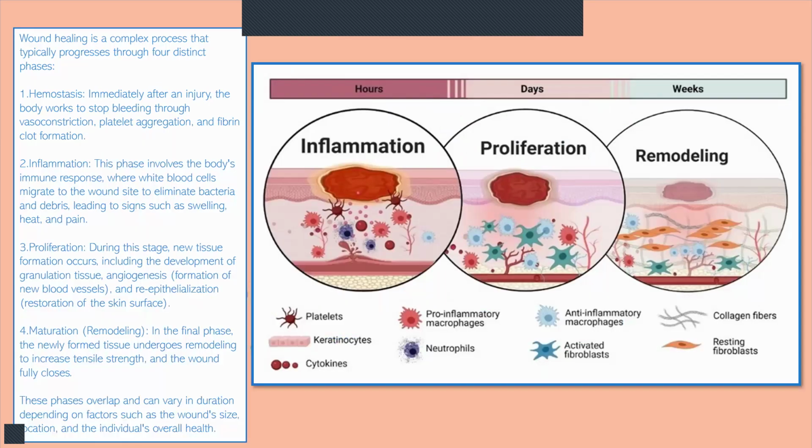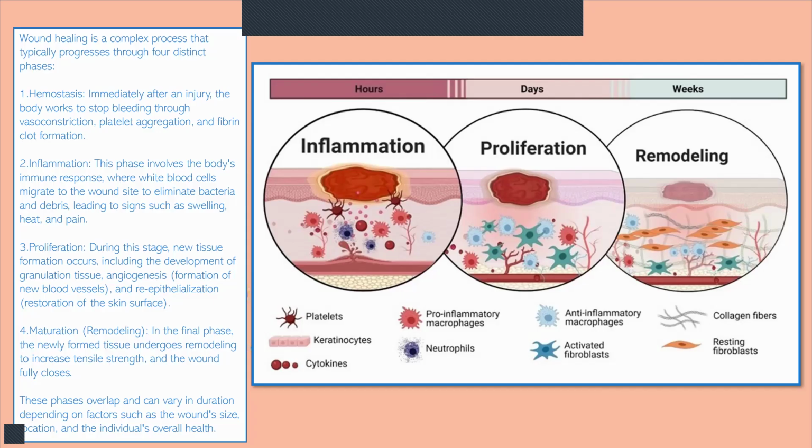Wound healing is a dynamic biological process that unfolds in four overlapping phases: hemostasis, inflammation, proliferation, and maturation. The journey begins with hemostasis, where the body rapidly responds to injury by constricting blood vessels, activating platelets, and forming a fibrin clot to halt bleeding. Almost immediately, the inflammatory phase follows, as the immune system dispatches white blood cells into the wound site, triggering swelling, redness, and heat, while clearing debris and pathogens.